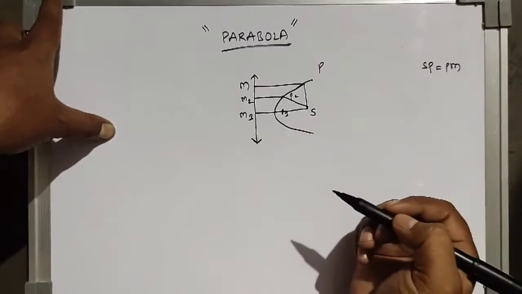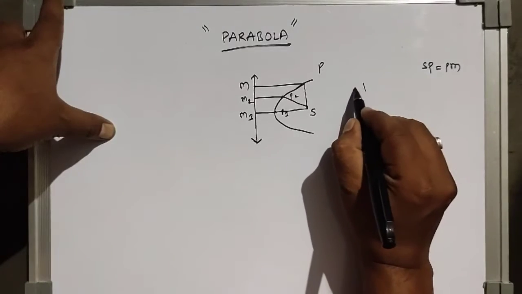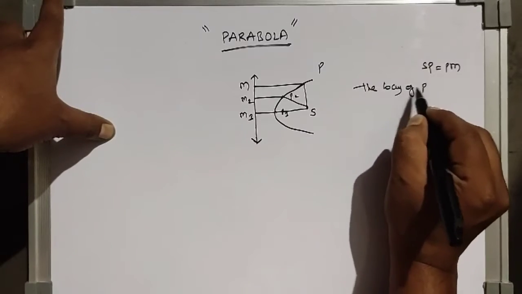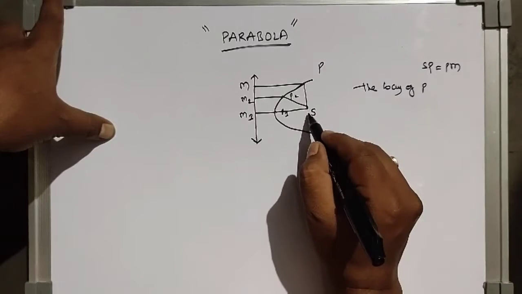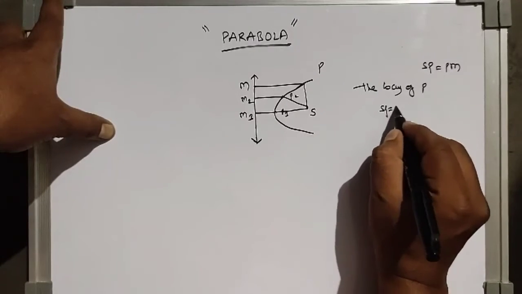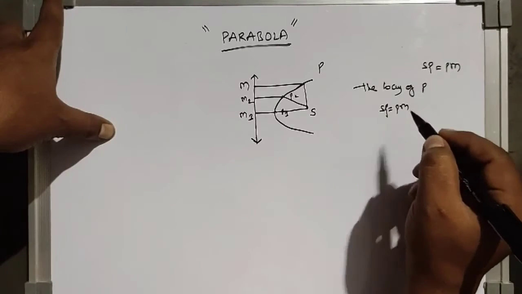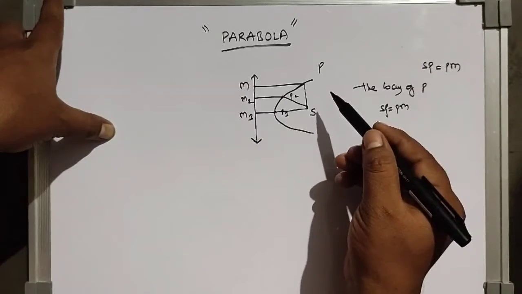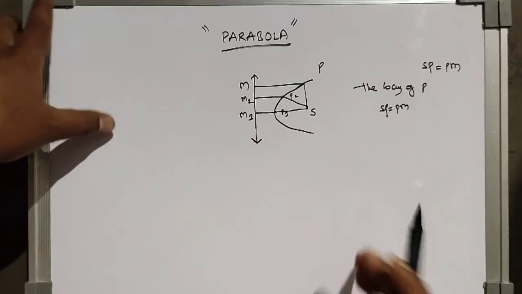So here we can define that it is the locus of the point P. This is the locus of point P moving such that the distances from the fixed point and the fixed line are equal. So SP is equal to PM. In that way, the point is moving. So then the locus of the point P becomes a parabola. In that way, we can define the parabola.